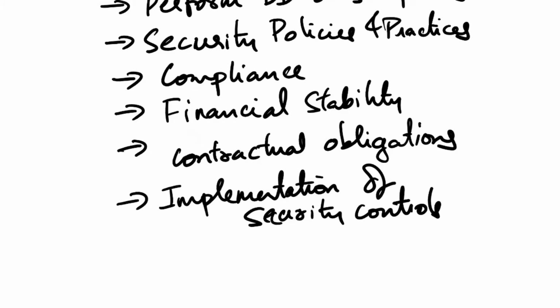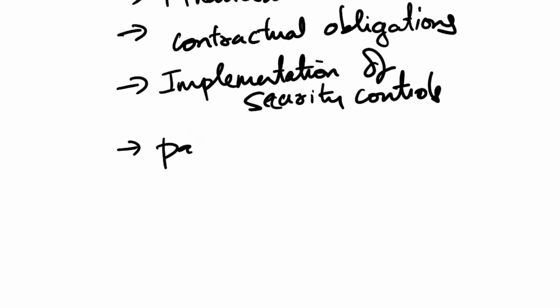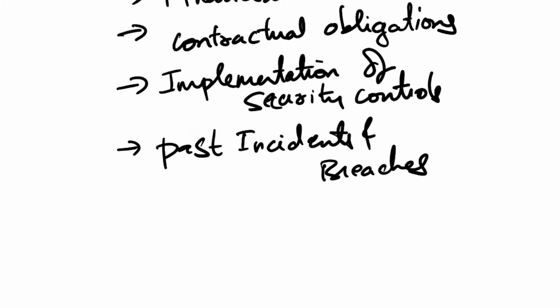This includes measures such as encryption, access controls, and regular security assessments. Next, past incidents and breaches. Investigate the third party's history of security incidents and data breaches. Understand how they responded to and mitigated previous incidents.